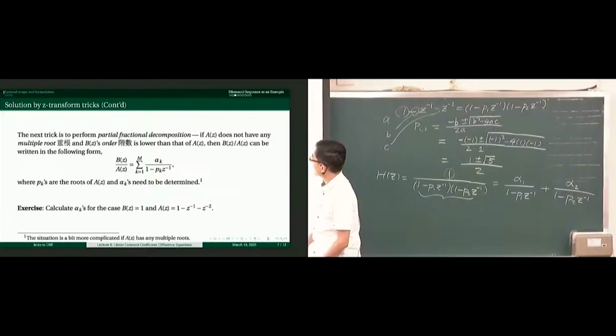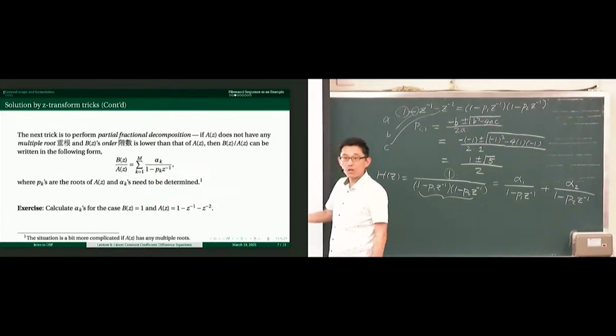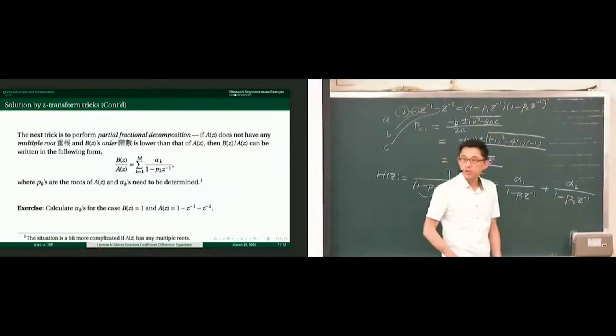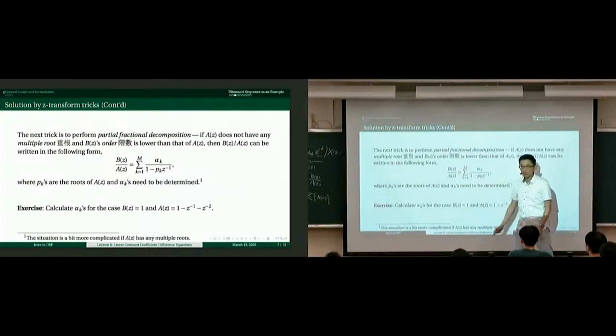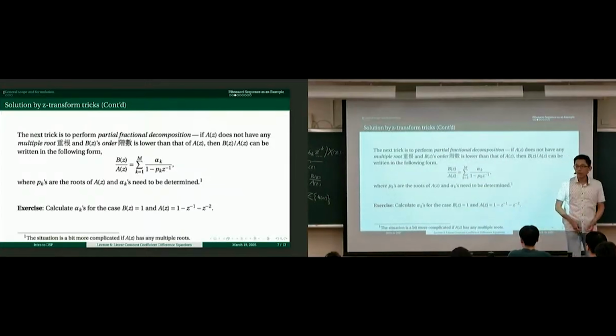You can always do this, unless, okay, there's an exception: unless A has a multiple root. 如果 A 有重根的话, the situation will become slightly more complicated, but let's not worry about it for now. Because in this case, we don't have a multiple root. The two roots are different, one plus or minus square root of 5. So we don't worry about that situation for now. It complicates our story.